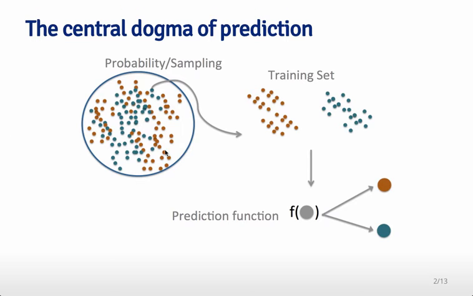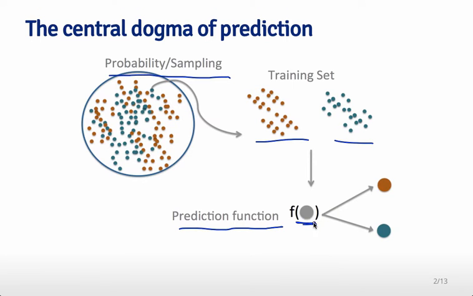So you start off with, suppose I want to predict for these dots whether they're red or blue. Well, what you might do is have a big group of dots that you want to predict about, and then you use probability and sampling to pick a training set. The training set will consist of some red dots and some blue dots, and you'll measure a whole bunch of characteristics of those dots.